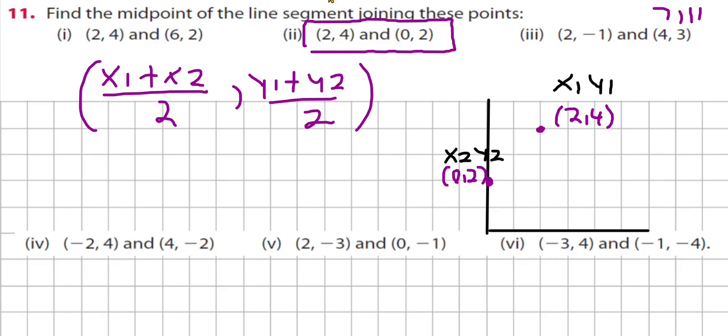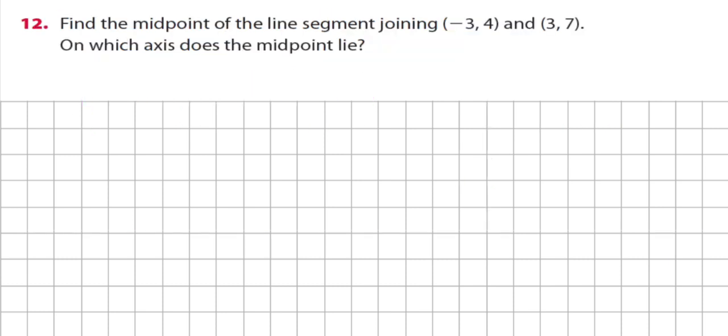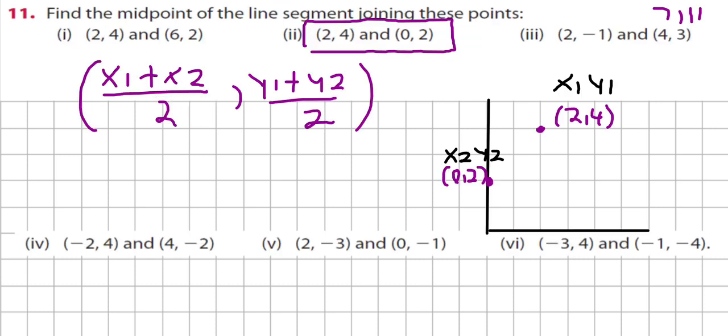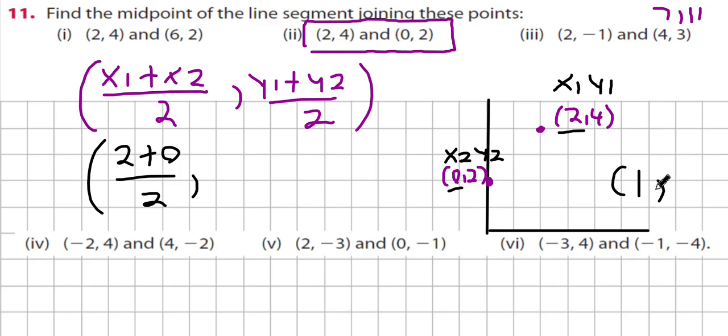Now what does this formula ask you to do? Add the x values together and divide by 2. That's all I want you to do. So what happens when you add 2 and 0 together? 2 plus 0 divided by 2. So what's 2 divided by 2? 1. And then next one, add the y's together. 4 plus 2 divided by 2? 6, but then 6 divided by 2? 3. We alright with that?